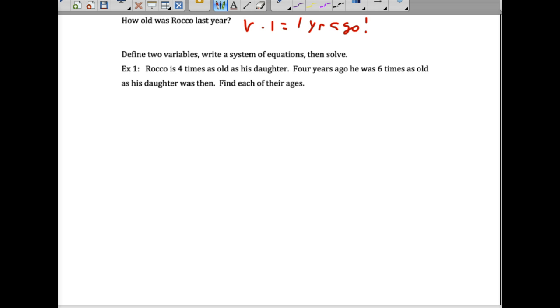What variable are we going to use for Rocco? R, Rocco's age now. Define it again. Now, who's the other person in this problem that we're trying to find? The daughter. What variable should we use for her? D. Use something else if you want. What if her name's Peggy? Then we use a P. Daughter's age now.